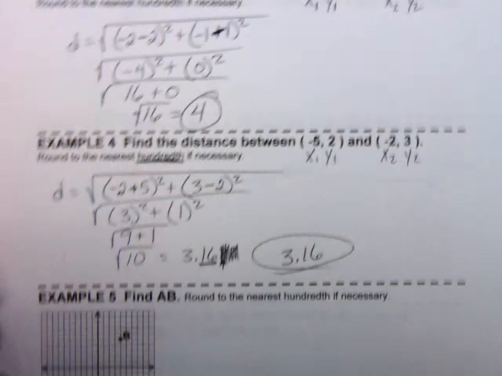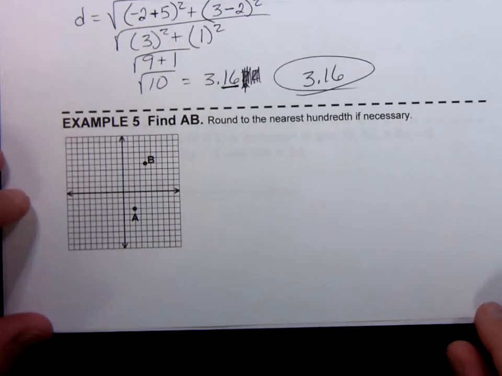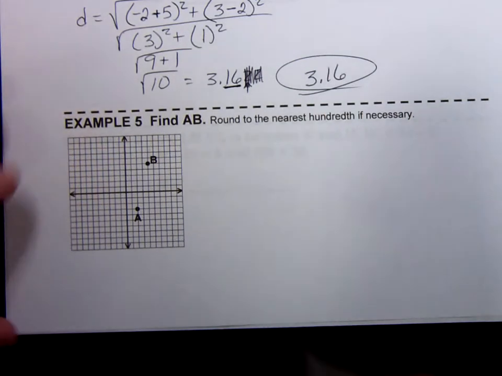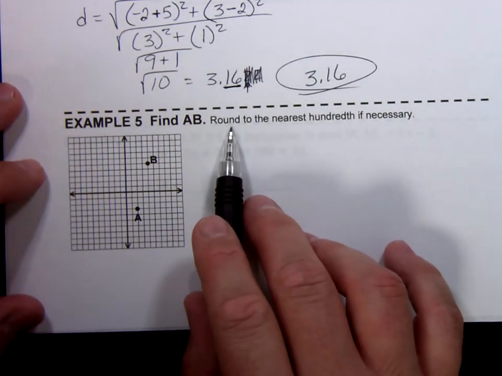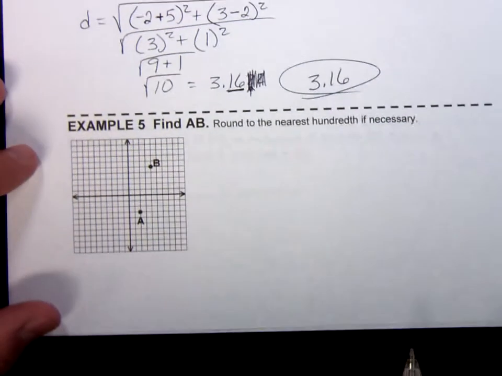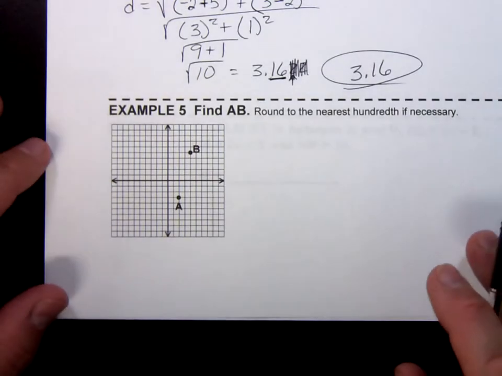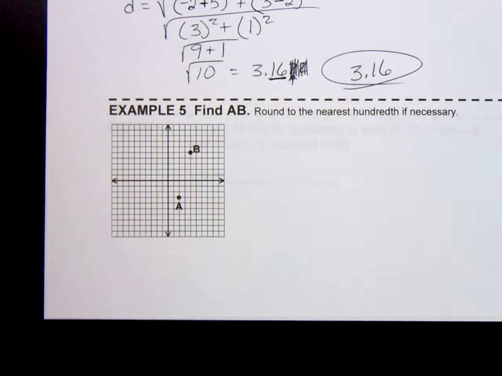Alright, let's look at example 5. It says find the distance from A to B. Alright, now the difference between this problem and the other problems is instead of giving us the coordinates of the points, they gave us a graph, and you have to figure out the coordinates first. So you just got one extra step here.